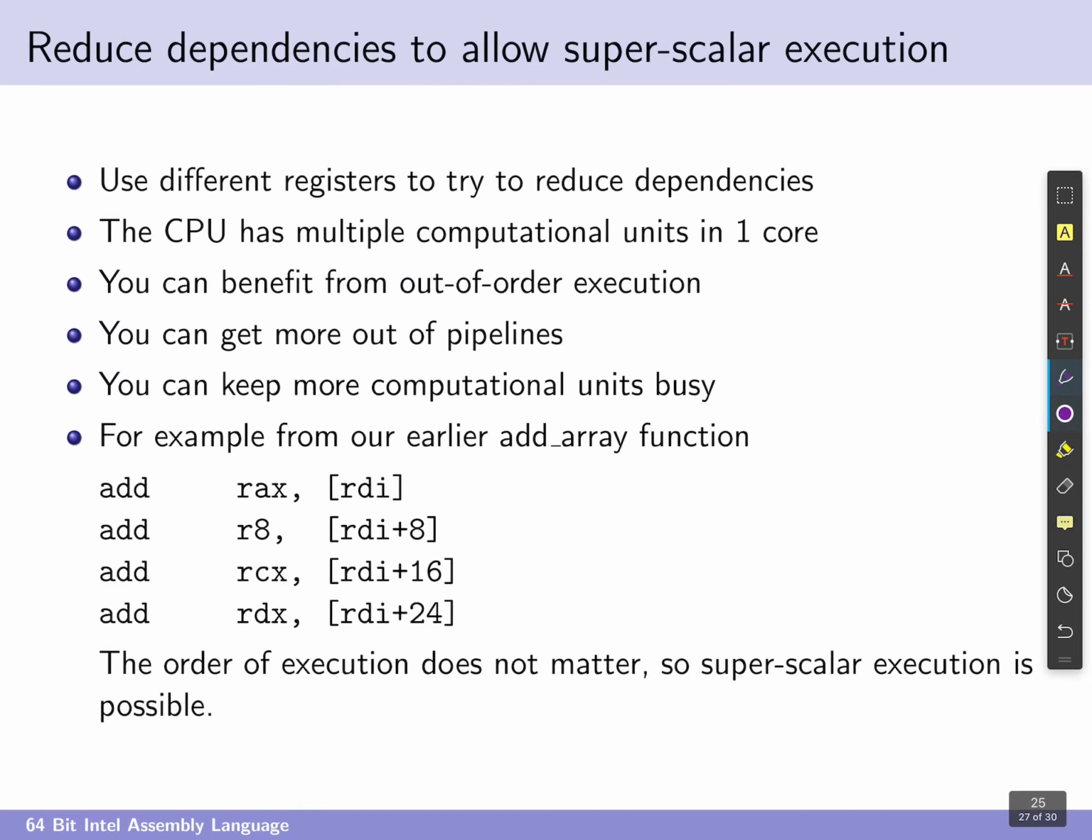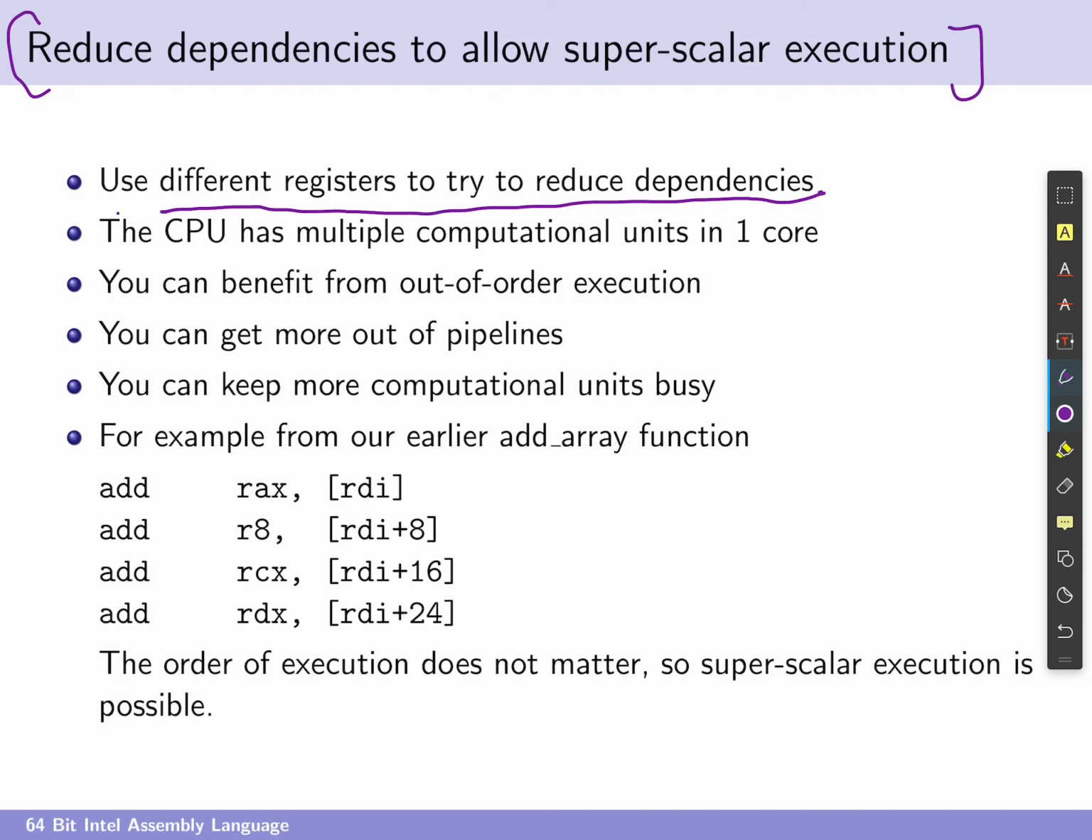The other concept, and we actually discussed this when we partially unrolled that loop, is to reduce dependencies between instructions to allow for superscalar execution. Now, the idea is that we want to use different registers to try and reduce dependency. And by dependency, I mean that the order in which a set of instructions would be executed is irrelevant, such that no matter what order I executed that set of instructions, I would get the same answer.